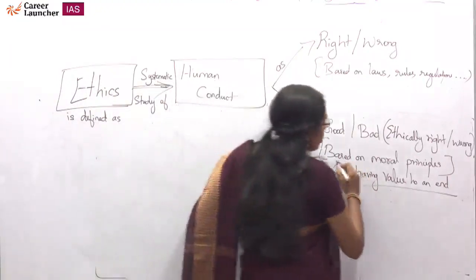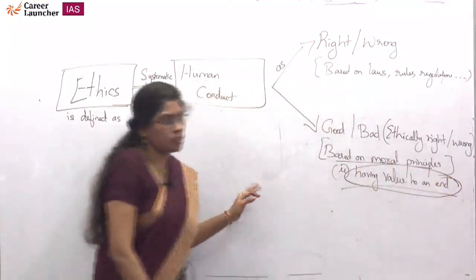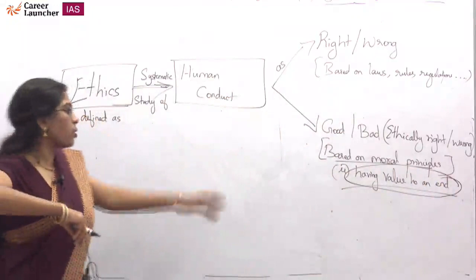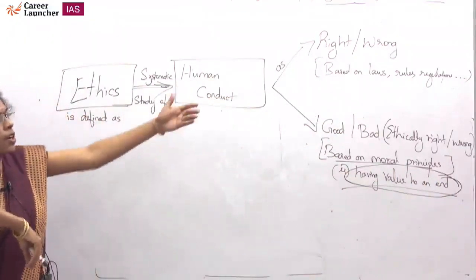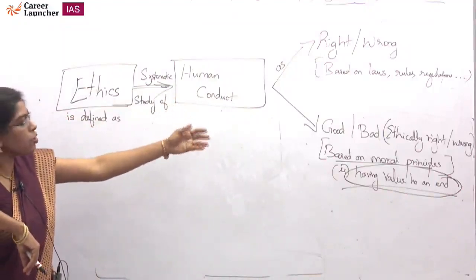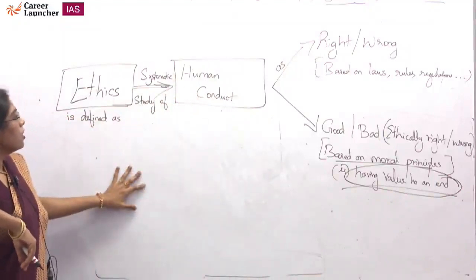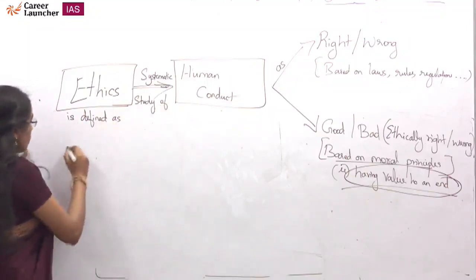So based on moral principles, that is having a value to an end. Always we will choose the greater among two goods or the lesser among two evils, you can write that also here. That is called teleological ethics. That is consequentialist ethics. That is otherwise called utilitarianism. Done. So this is one definition of ethics. Now take the other definition.